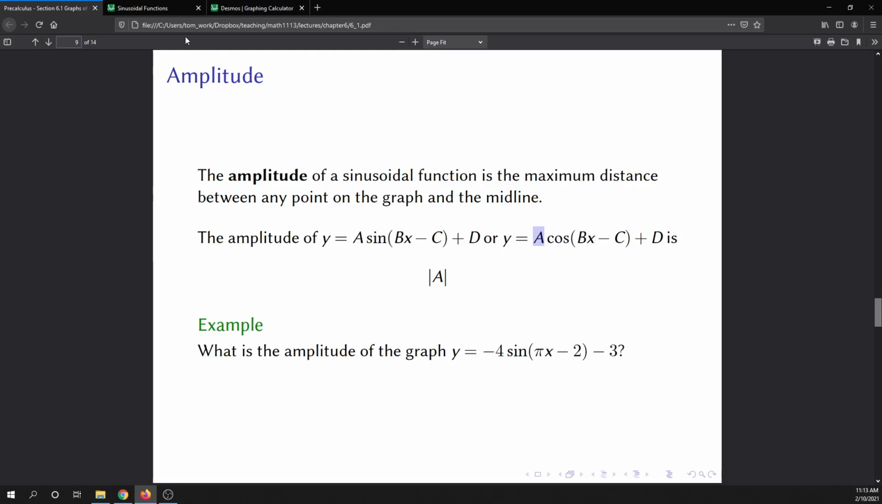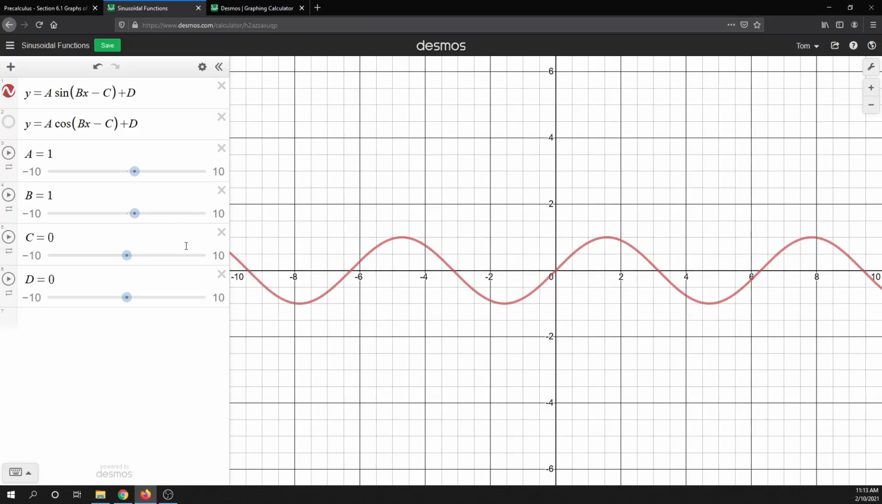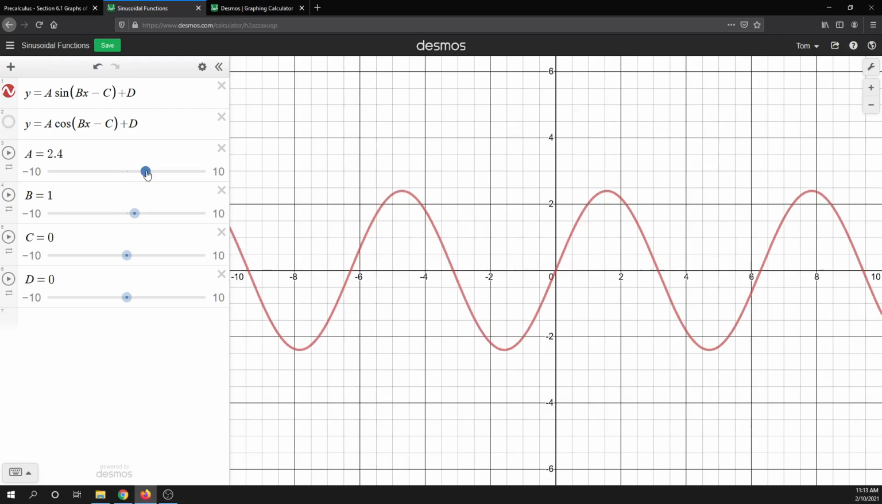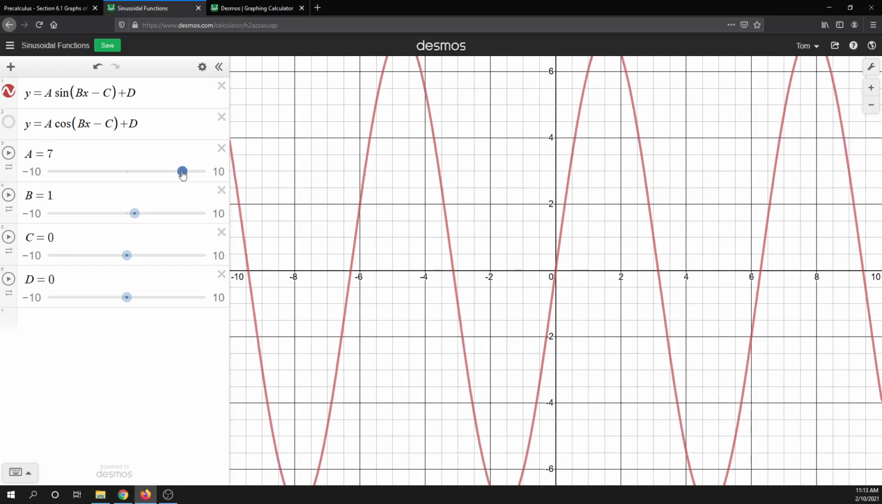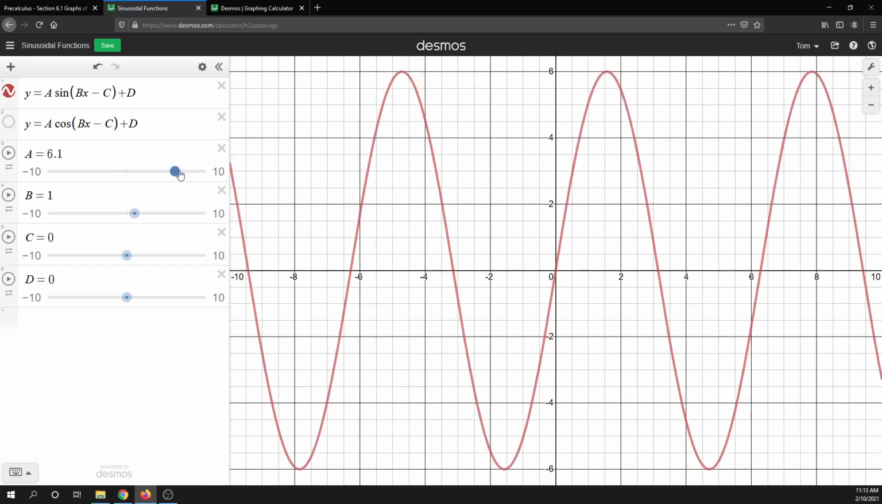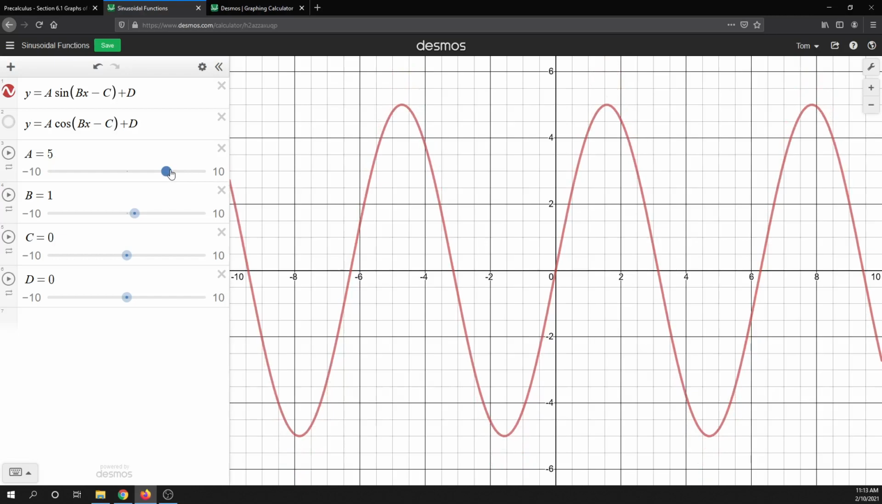Okay, and so the amplitude is a vertical stretch or shrink. Here, with the regular sine function, it would be 1. And you can see if I'm increasing the value of the parameter a, as if it were 5 or 6, the distance between the midline, which in this case is y equals 0, and the peaks, the maximum values or the minimum values, is getting farther.